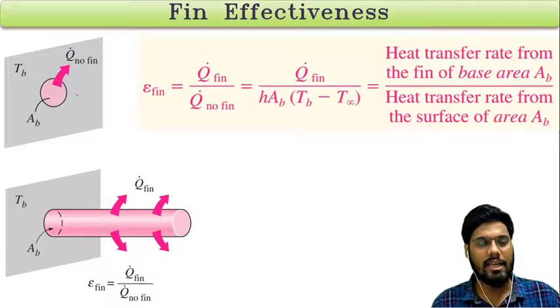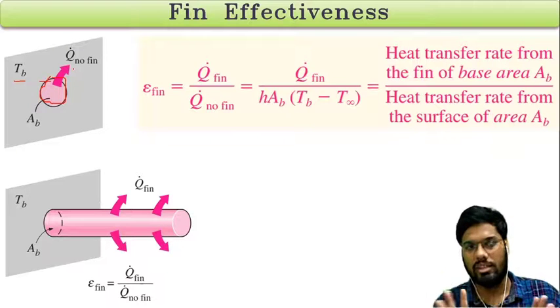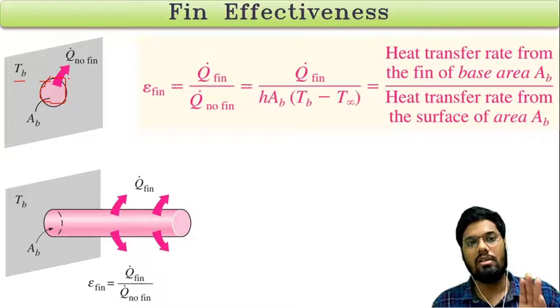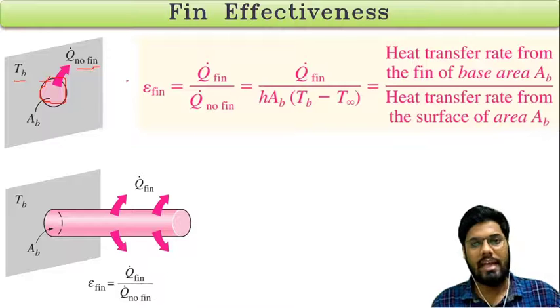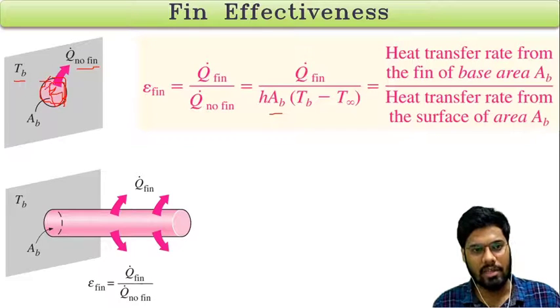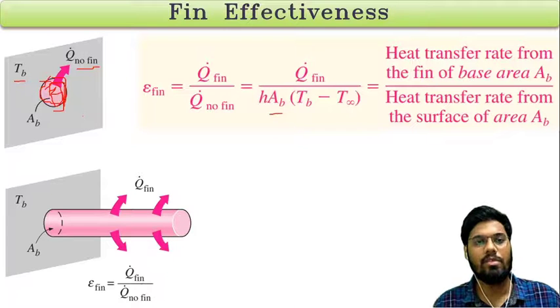In this example you can see that this is the wall whose base temperature is TB. This is the cross sectional area where you attach the fin. So in case of no fin, this area is directly open for convection. Whatever heat transfer takes place when there is no fin is done by convection mode. So this is the convection heat transfer rate in the case of no fin: h A delta T. So h, this base area, and delta T, the temperature difference, which is TB minus T infinity, because the temperature at this surface would be the same as TB.